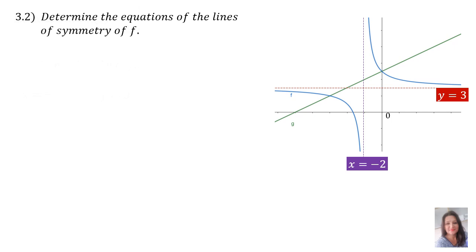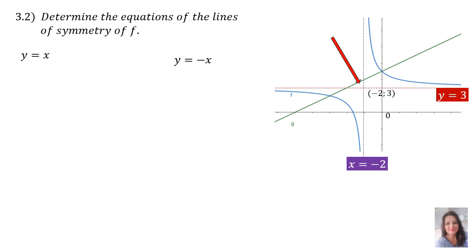Now the next question wants us to determine the equations of the lines of symmetry of f. Now remember, we need this point, and the point is minus 2 and 3, and that's the point where your two asymptotes intersect. That's the very important point. And then to find the lines of the axis of symmetry, we will say our lines will be parallel to the line y is equal to x and parallel to the line y is equal to minus x.